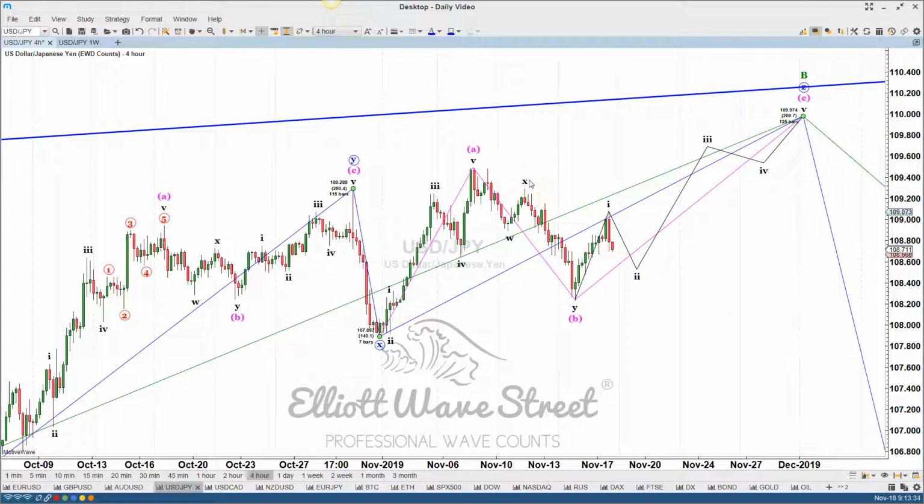I've been doing these wave counts for the last 10 years, and every day I update my wave counts. I'm doing this manually. I'm not using any indicator. I'm not using anything to label the waves automatically. I'm doing it manually. So here we have the high.